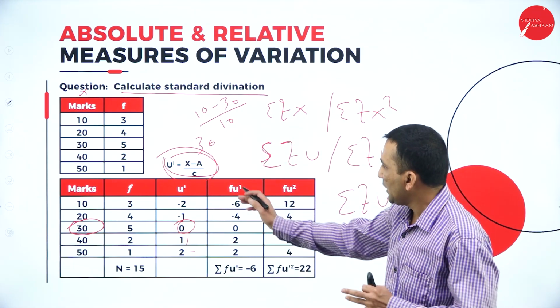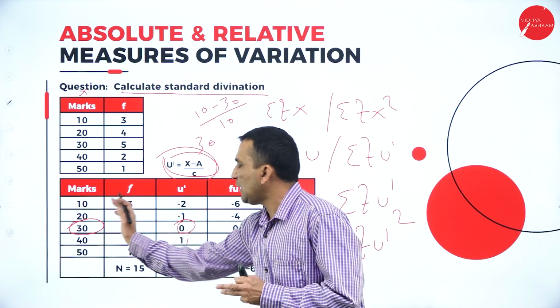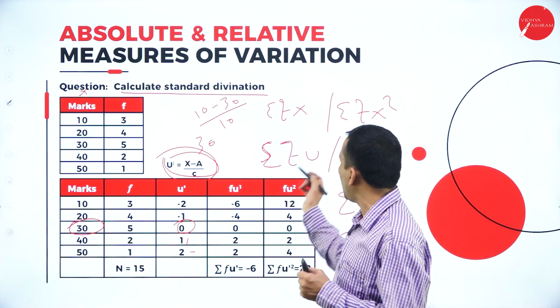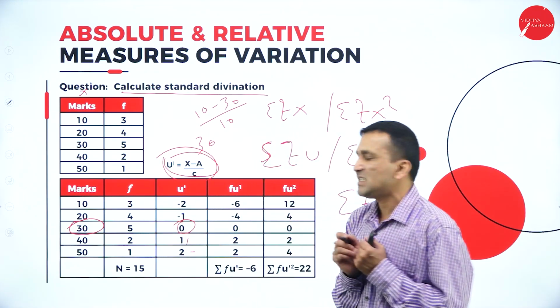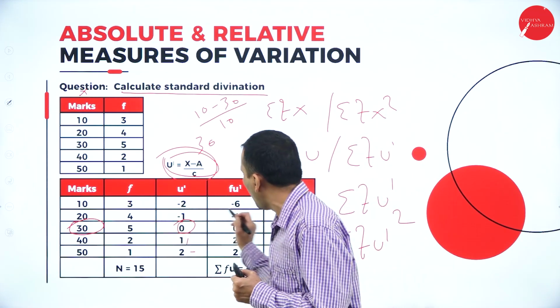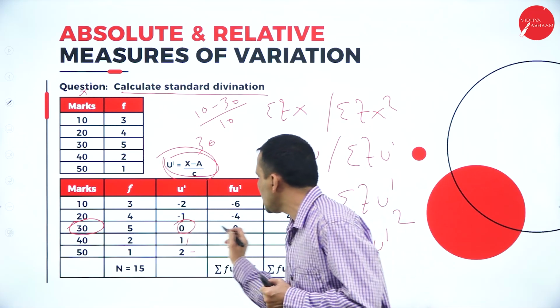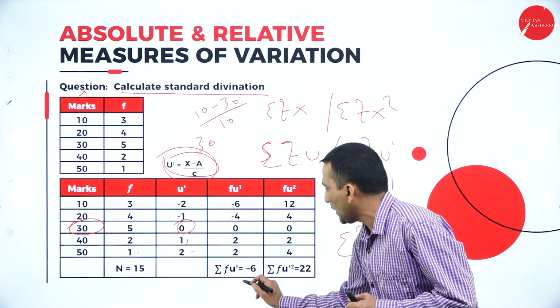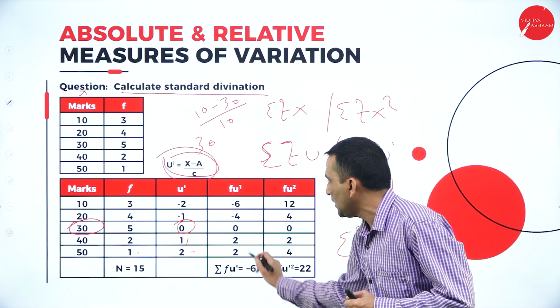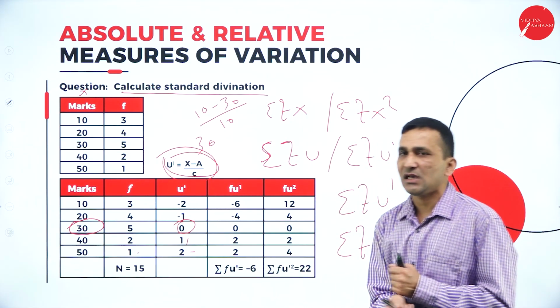Once you are getting the u dash value, now the respective frequency you just multiply, according to the formula whatever is required. So minus 2 into 3, minus 6 we are getting. Minus 1 into 4, minus 4 we are getting. 5 into 0, 0. 2 into 1, 2. 1 into 2, 2. Now if you take the total, the minus sign is more, so I am getting minus 6.